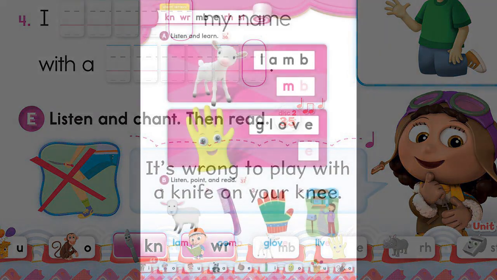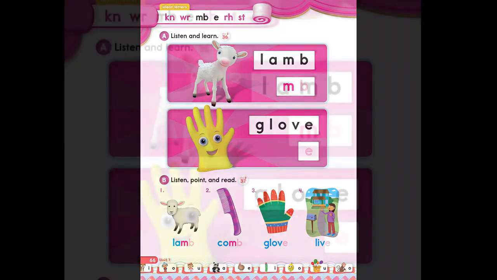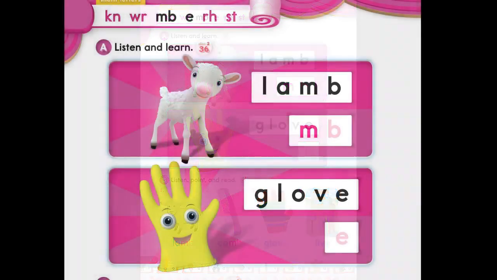Page 66. Silent letters: M, B, E, A. Listen and learn. This is a lamb. What's the ending sound in lamb? Mmm. That's right. Mmm. Lamb. Can you hear the b sound in lamb? No. That's right. The b is silent.